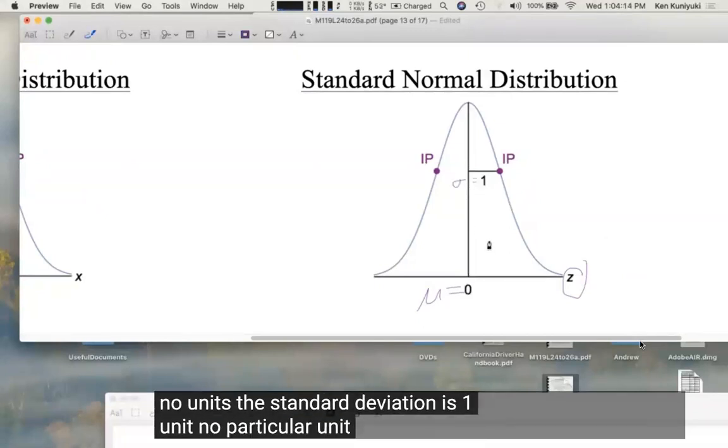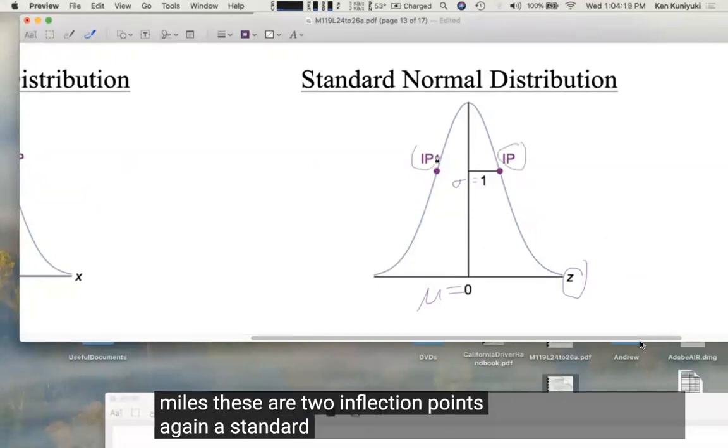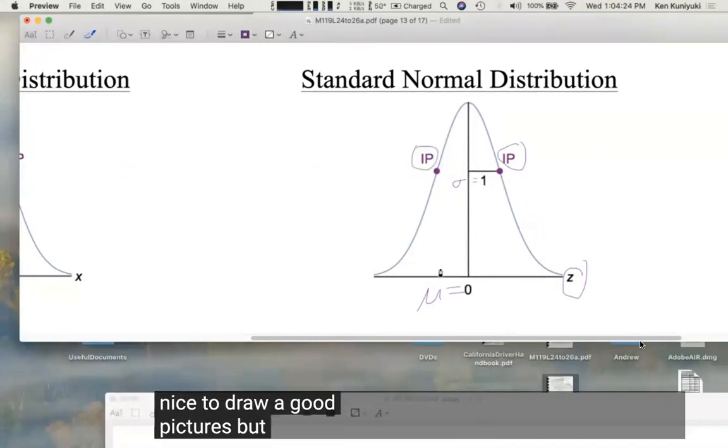No particular unit like feet or miles. These are 2 inflection points. Again, the standard deviation is the distance between the mean line and either inflection point. Again, that's nice to draw good pictures, but you don't have to know that.